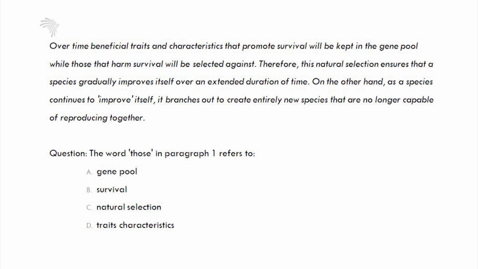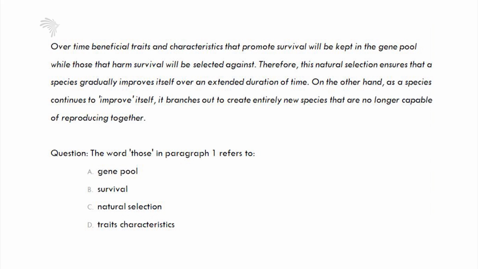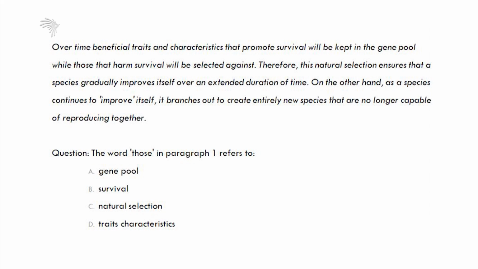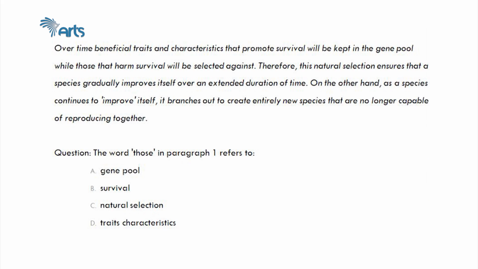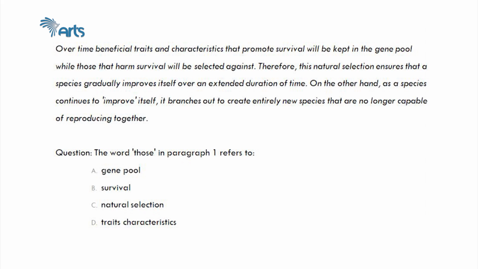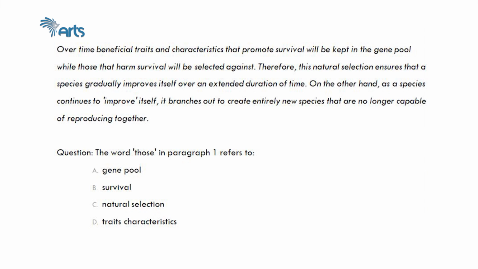Now the question, look at it. A. Gene pool. Obviously it's not about the gene pool, it is about characteristics. Survival, we're not dealing with survival. Of course it's survival we're talking about, but the two parts, "those" refers to those two characteristic categories. Natural selection, traits, characteristics. Now D exactly mentions the characteristics, so "those" refers to traits and characteristics.